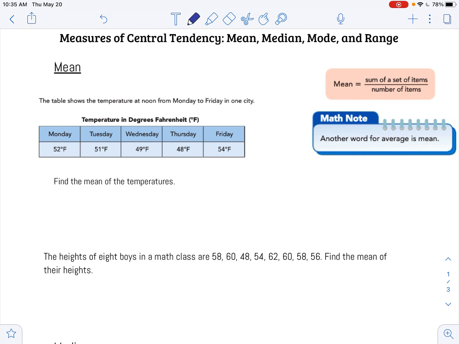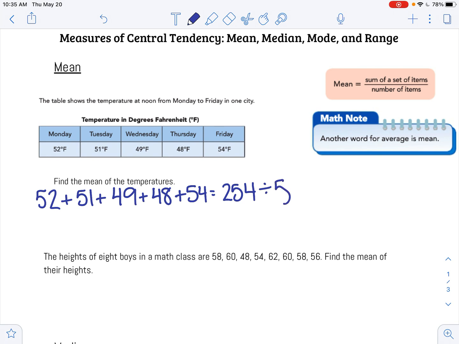So in my work, I would show 52 plus 51 plus 49 plus 48 plus 54. And when I add all of those together, you could use a calculator to help you. You should end up with 254. Now, our next step is to divide by the number of items. So there are 1, 2, 3, 4, 5 items. So we're going to divide by 5.